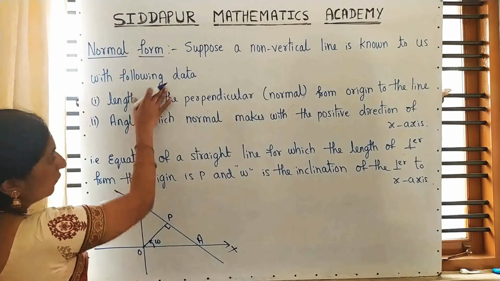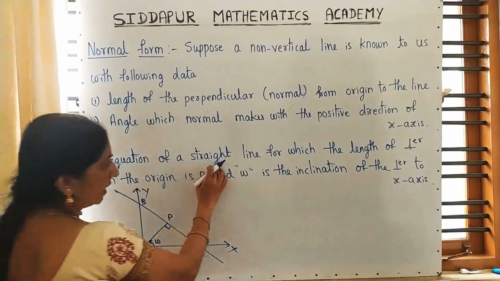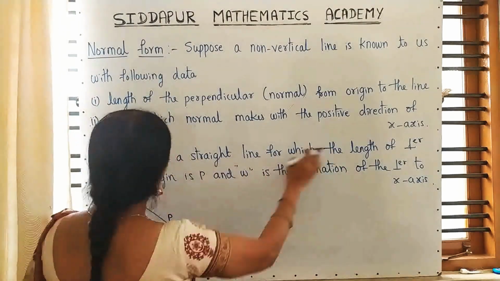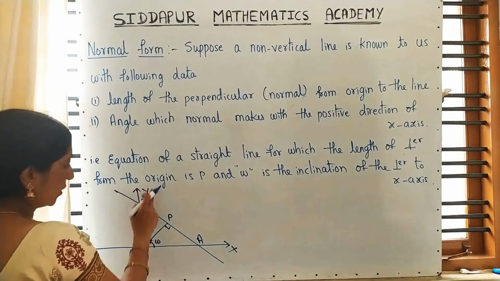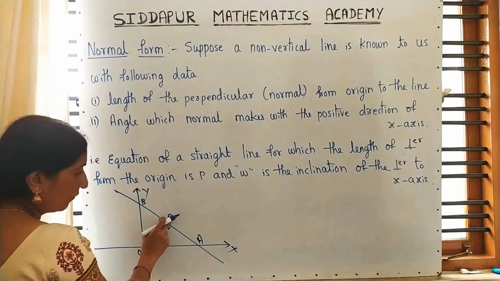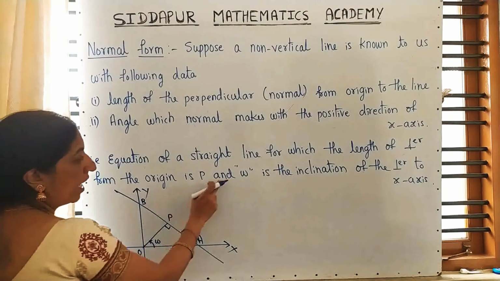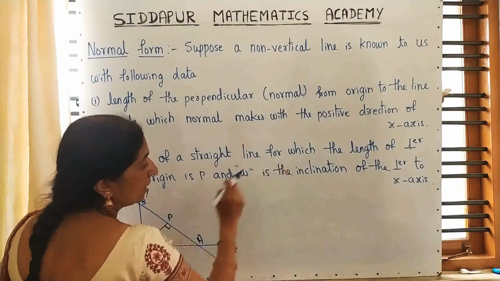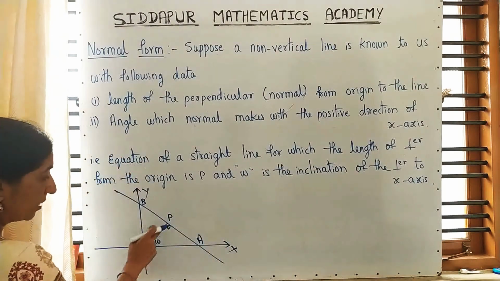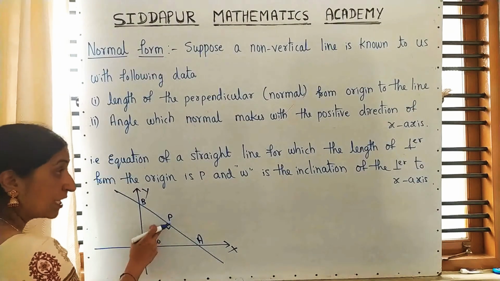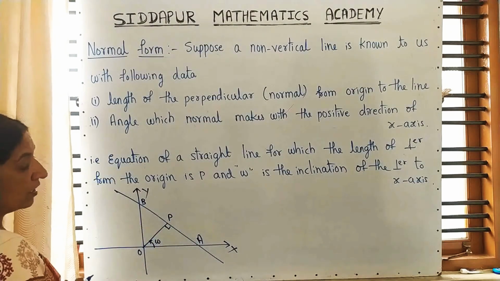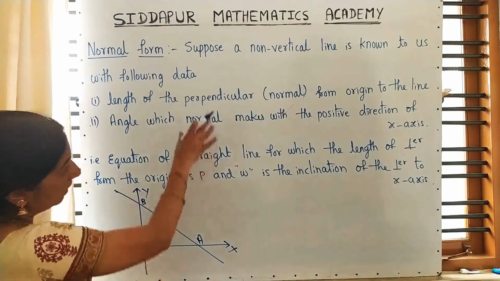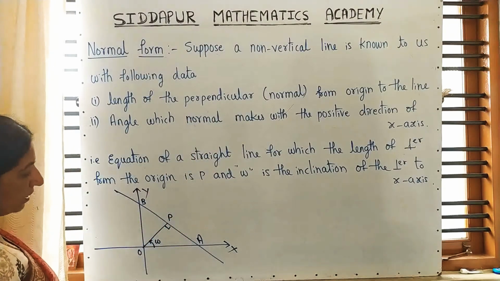See, the meaning of this is the equation of a straight line for which the length of the perpendicular from the origin is p, and omega is the inclination of the perpendicular. This is the perpendicular, the inclination of the perpendicular to the x-axis. And according to the statement, the figure is like this.